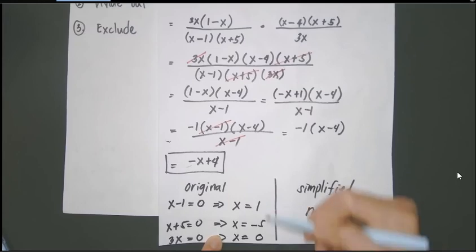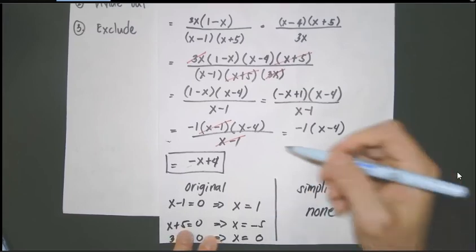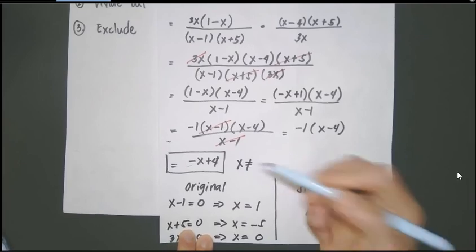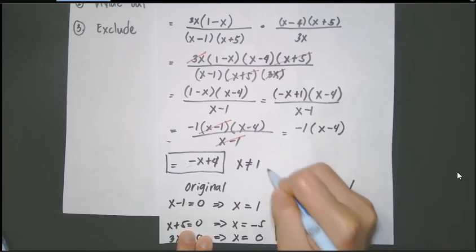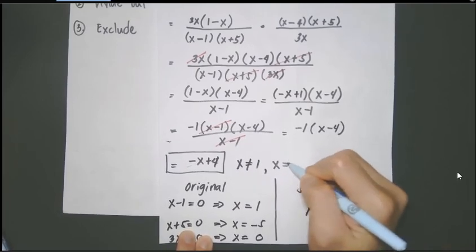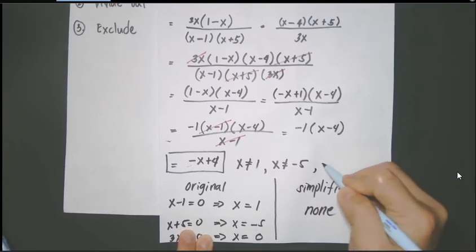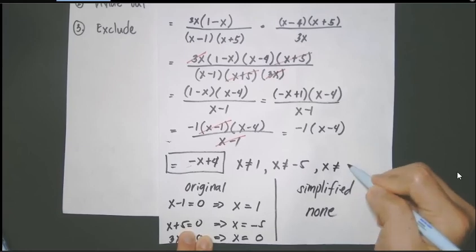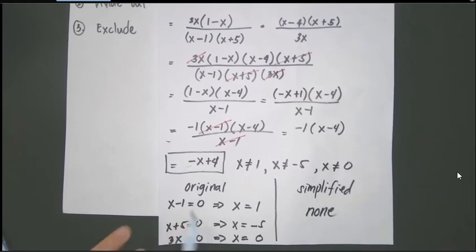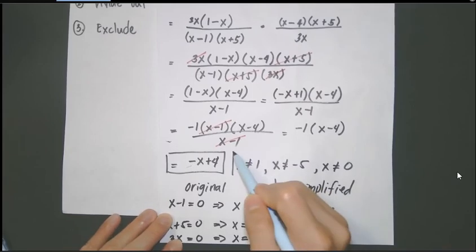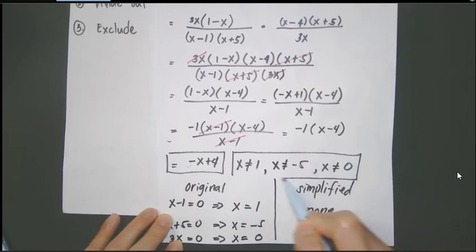So these are now the three excluded values. Meaning x should not be equal to 1, x should not be equal to negative 5, and x should not be equal to 0. So this is our simplified form, and these are the excluded values.